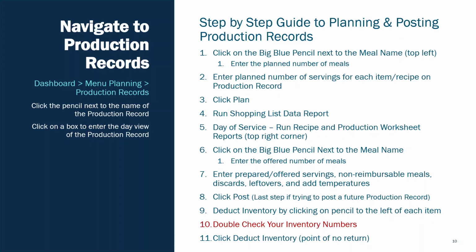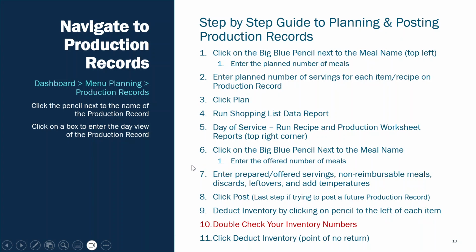Just touch base with them, find out what that is, and then at that point you can come back to this screen and you can pause and follow the instructions here. On the left-hand side, this is going to have how you navigate to the production record. Here in the blue, it's Dashboard, Menu Planning, Production Records, and then you can come down here and follow the instructions to navigate to that production record. On the right-hand side is a step-by-step guide to planning and posting production records. You can follow each of these steps to practice filling out that production record.